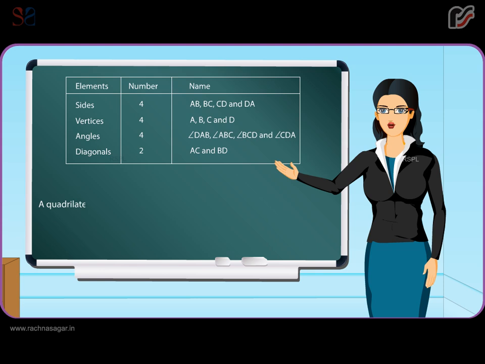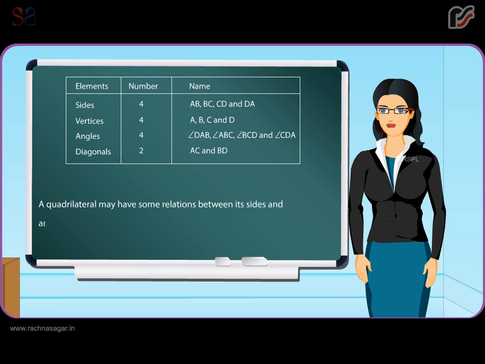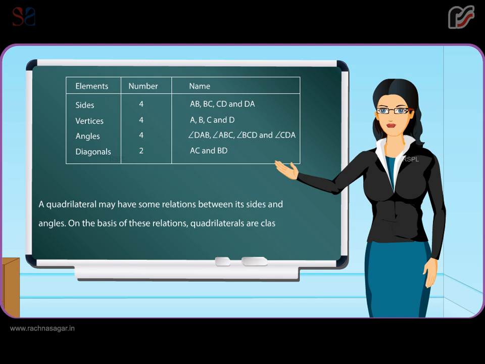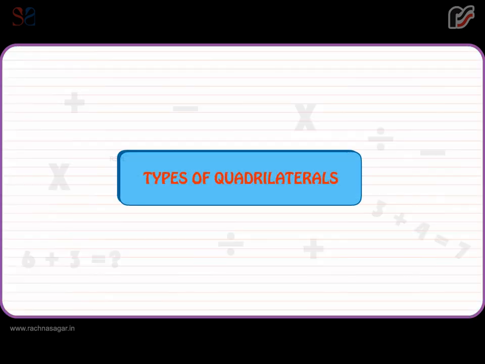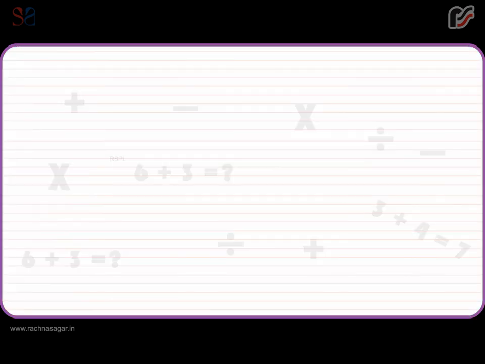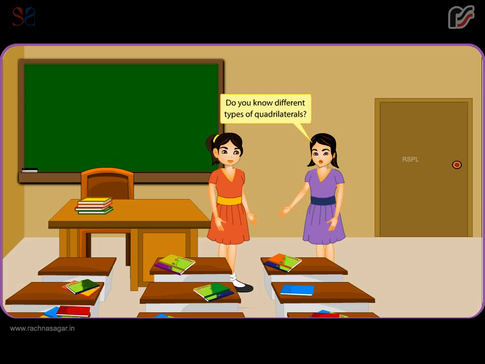A quadrilateral may have some relations between its sides and angles. On the basis of these relations, quadrilaterals are classified and given different names. Types of quadrilaterals. Do you know different types of quadrilaterals? Yes, I'll explain to you.